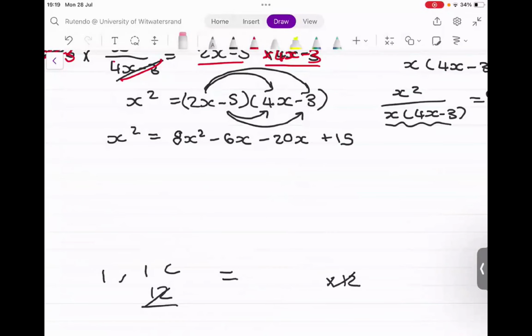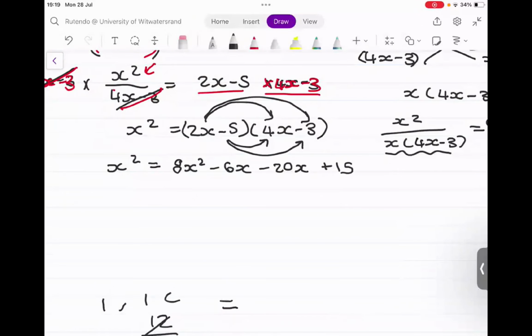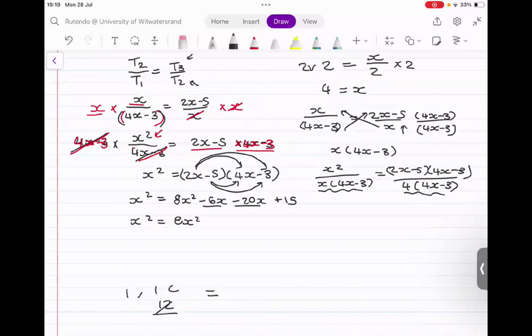Okay, so here we've just cross multiplied everything that we needed to cross multiply. So now I have x squared equals 8x squared minus 26x plus 15. Then I want all of my x's on one side, so I'm going to move this x squared to the other side. So I'll have 0 equals 7x squared minus 26x plus 15.